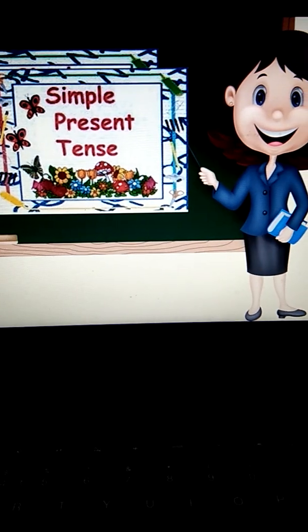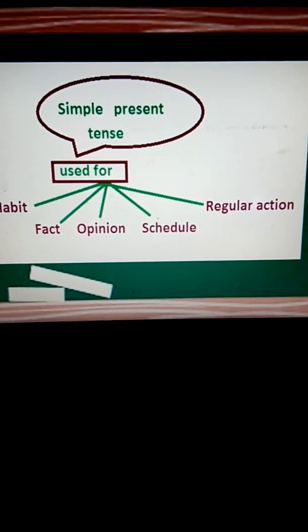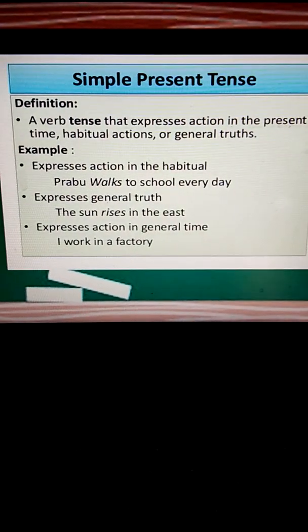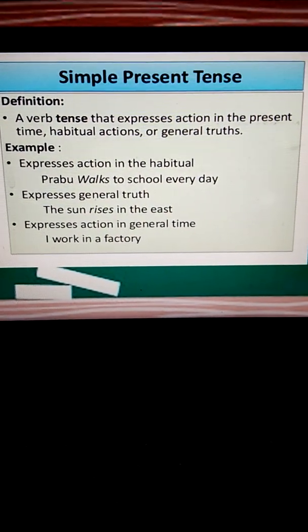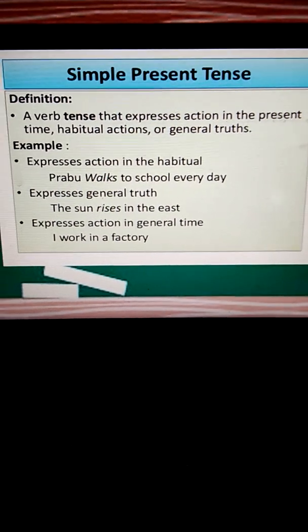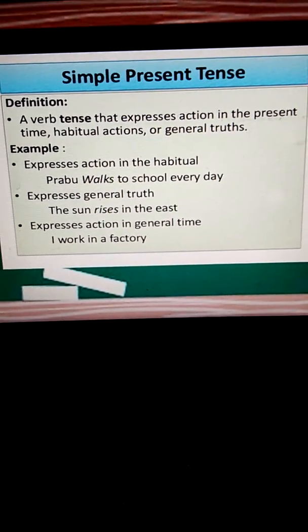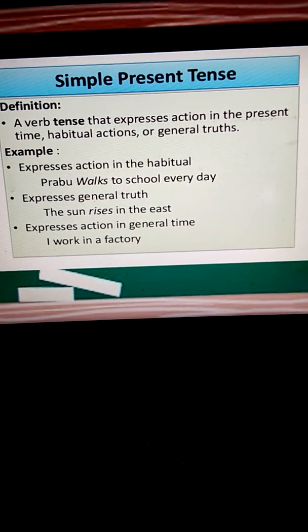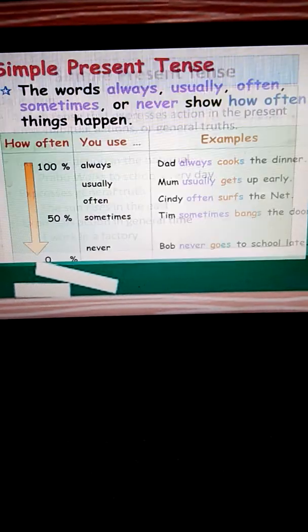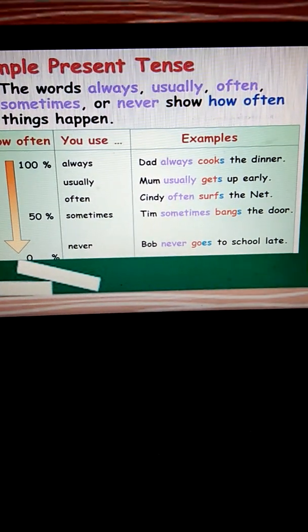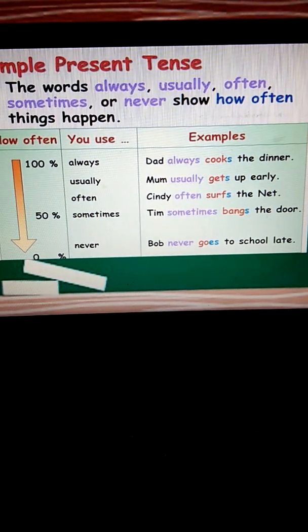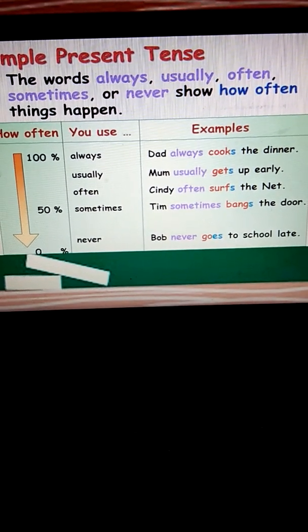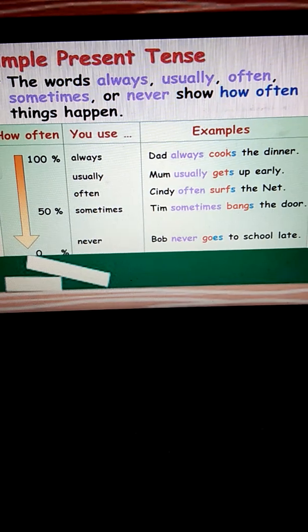Now we come to simple present tense in detail. This we have already done, what a simple present tense is used for. This also we have done, children, that simple present tense is used to express habitual action, general truth and action in general time. Simple present tense generally uses words like always, usually, often, sometimes or never. Okay.